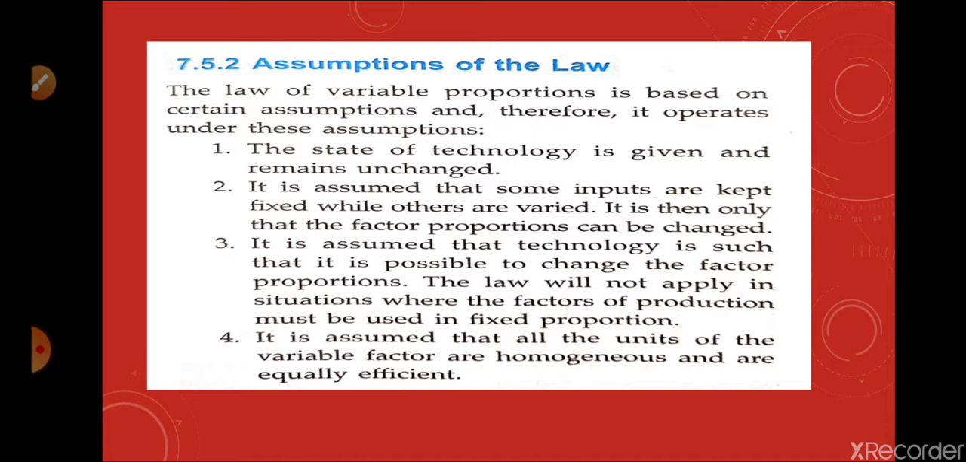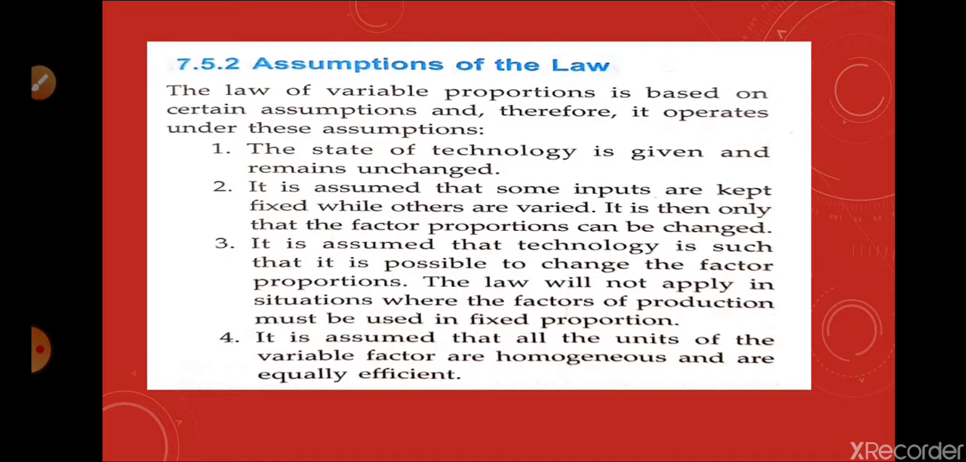predict, the production. Why? Because if technology changes, then labor is not a factor. Advanced technology, technology updated, then the variable factor is not an issue. So in that case, the law of variable proportion is not applicable.